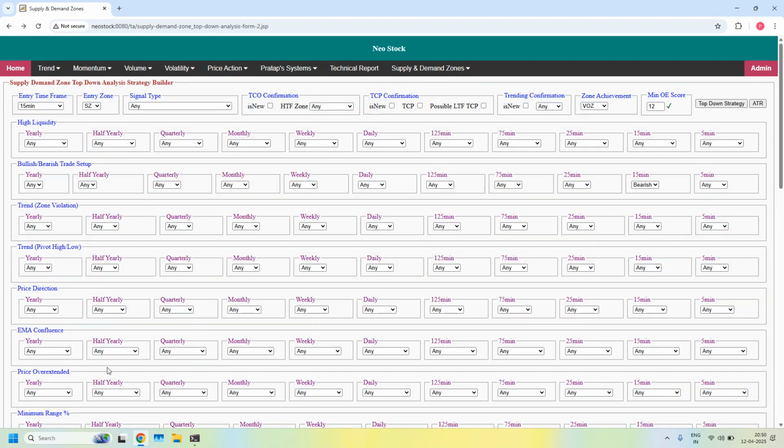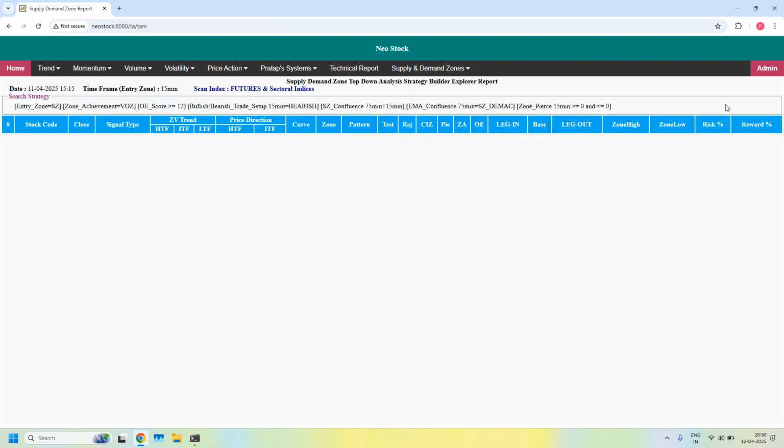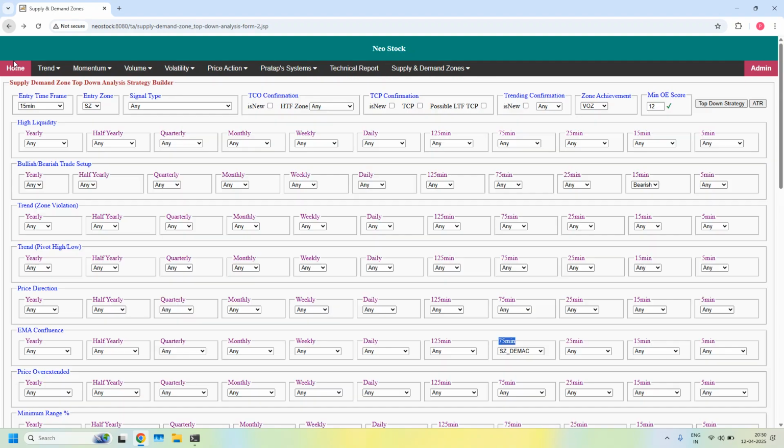Let us verify. In the EMA confluence at the 75 minutes time frame, I am checking 75 minute supply zone having daily EMA confluence or not. So with this filter, we did not get any stocks. Okay, fine. Next, let us look into LTF, ITF and HTF supply zone confluence supported stocks.